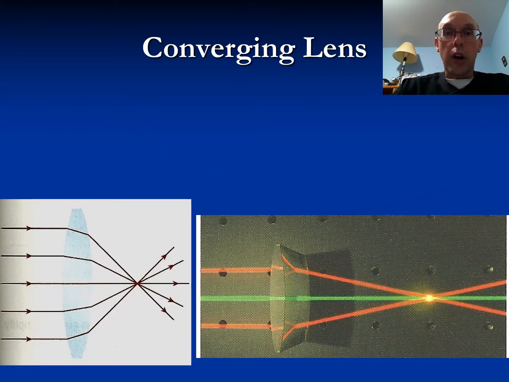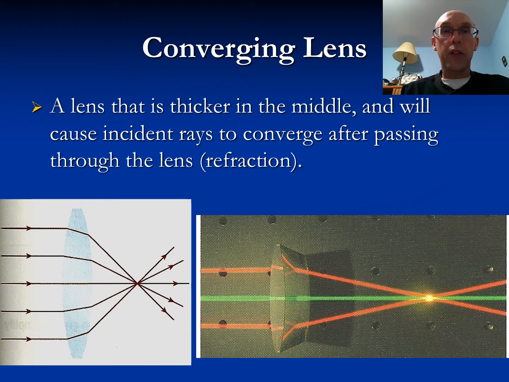So what we see are a drawing on the left and an actual example of a converging lens on the right. And both are attempting to show that parallel rays, when they pass through a converging lens, will meet at some point. So, a lens that is thicker in the middle describes a converging lens and will cause incident rays to converge after passing through the lens, which is again refraction. So that's our converging lens.